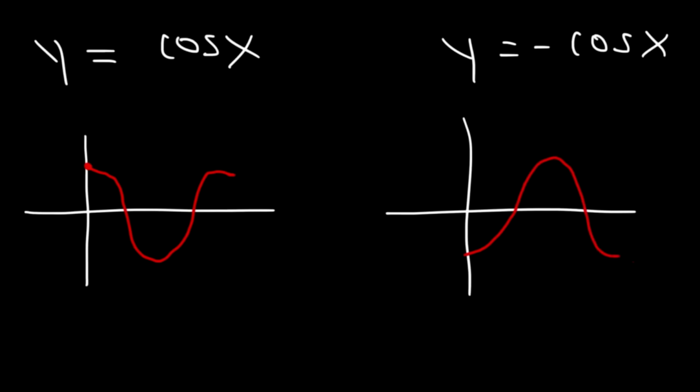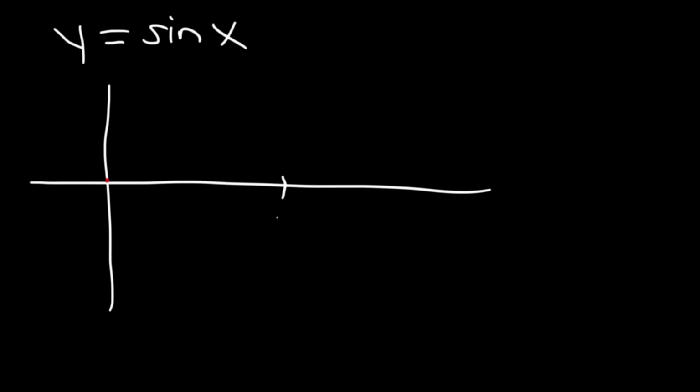Now let's go back to the sine graph. Let's draw two cycles of this graph. For one cycle, you need to break it up into 4 useful points. One cycle is 2 pi. You want to break that up into 4 points, such as pi over 2, pi, and 3 pi over 2.